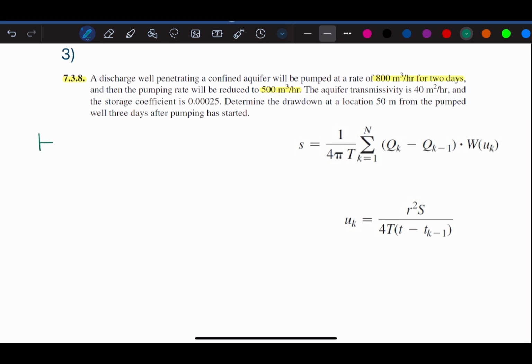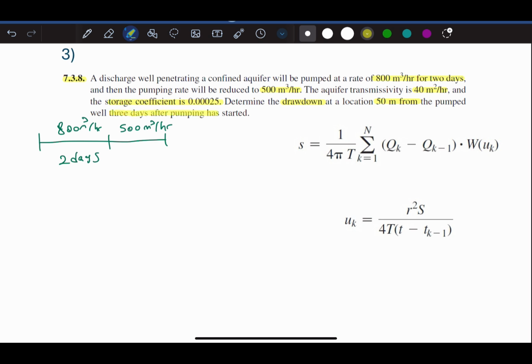So let me draw something like this. For 2 days the flow rate is 800 cubic meters per hour, and for the remaining days it will be reduced to 500 cubic meters per hour. The aquifer transmissivity is 400 cubic meters per hour, and the storage coefficient is 0.0025. We need to determine the drawdown at a location 50 meters from the pumped well 3 days after pumping gets started.